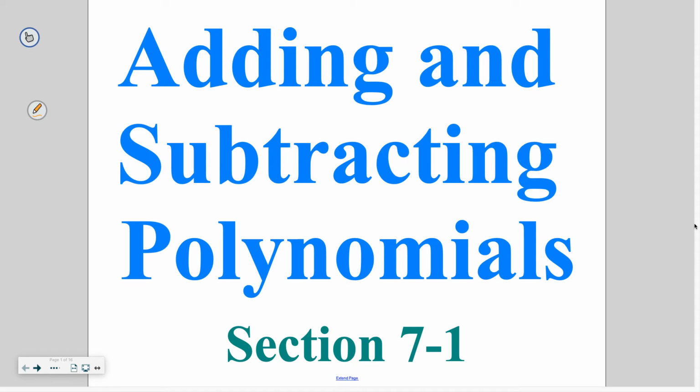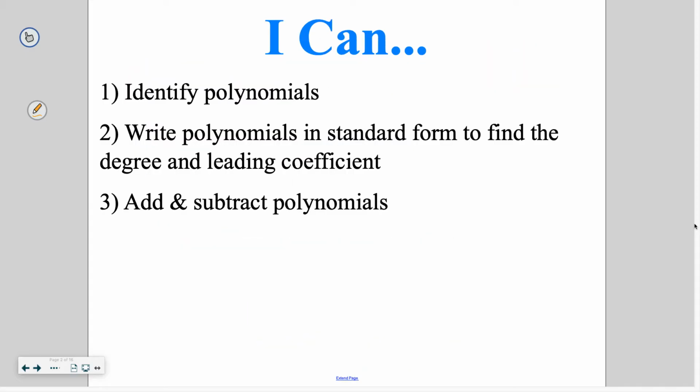Hello class, and welcome to section 7.1, which is about adding and subtracting polynomials. By the end of today's lesson, you will be able to identify the types of polynomials, write them in standard form to find their degree and leading coefficient, and then finally be able to add and subtract them.